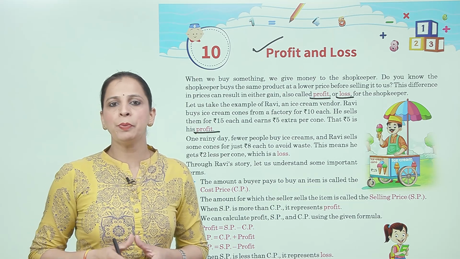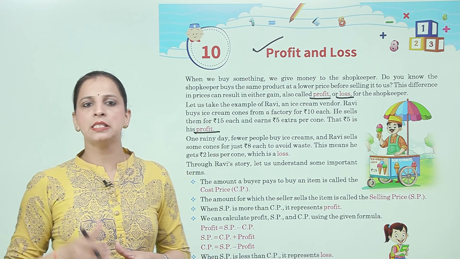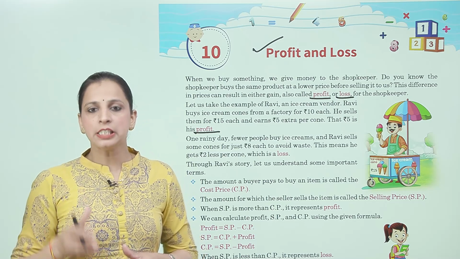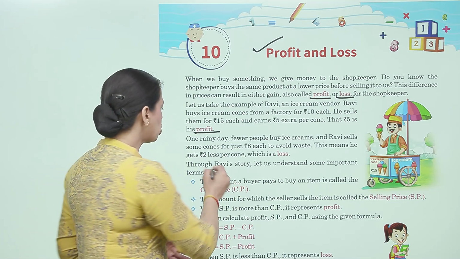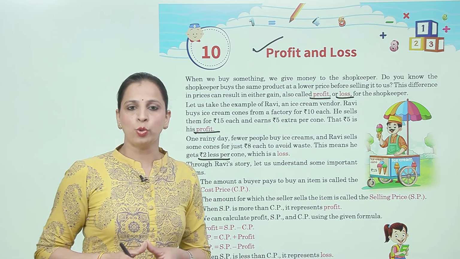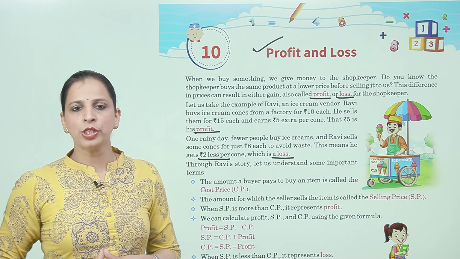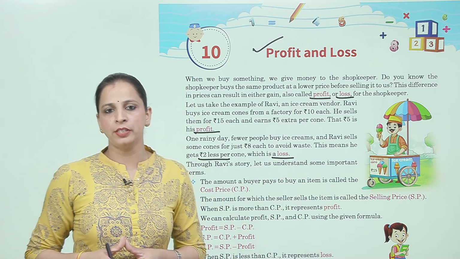One rainy day, fewer people buy ice creams and Ravi sells some cones for just rupees 8 each to avoid waste. This means he gets rupees 2 less per cone, which is a loss. Through Ravi's story, let us understand some important terms.